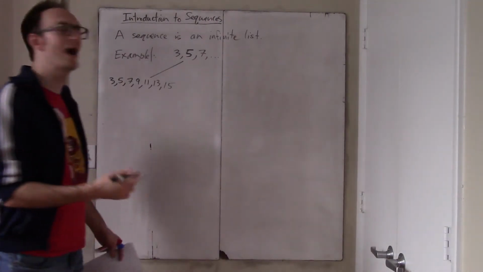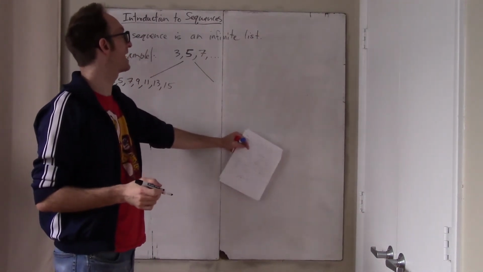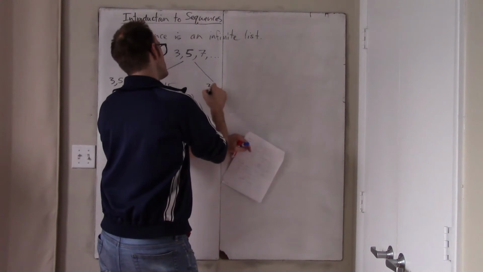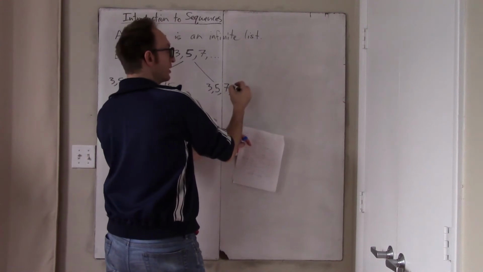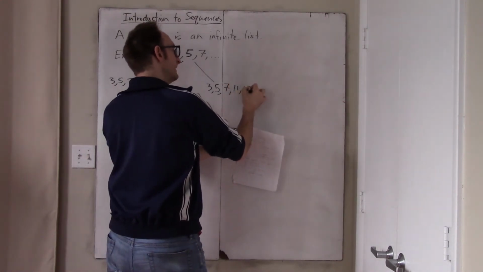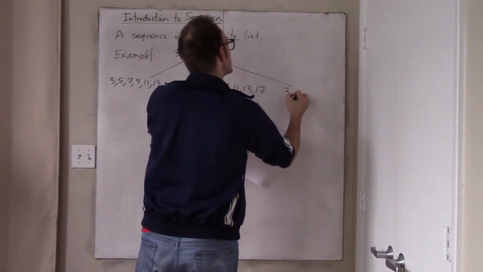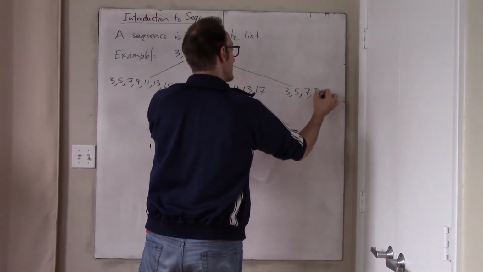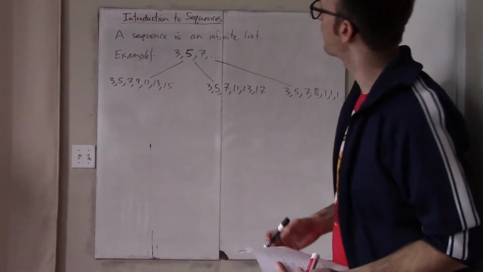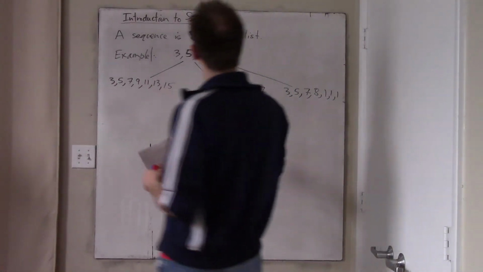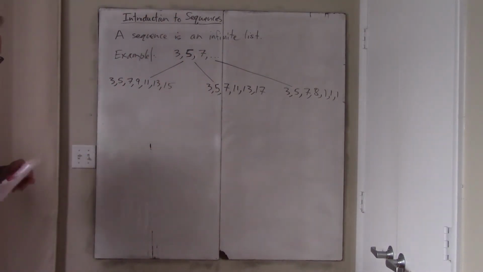But of course that might not be the sequence. Perhaps the sequence was instead the sequence of odd primes. If so, this would be 3, 5, 7, and then we wouldn't go to 9; we would go to 11, 13, 17. But the sequence could also be anything: 3, 5, and then 7, and then who knows what could come next? 8, 1, 1, 1, something like that. So there's no way to predict what sequence someone is talking about by just throwing in some dots.